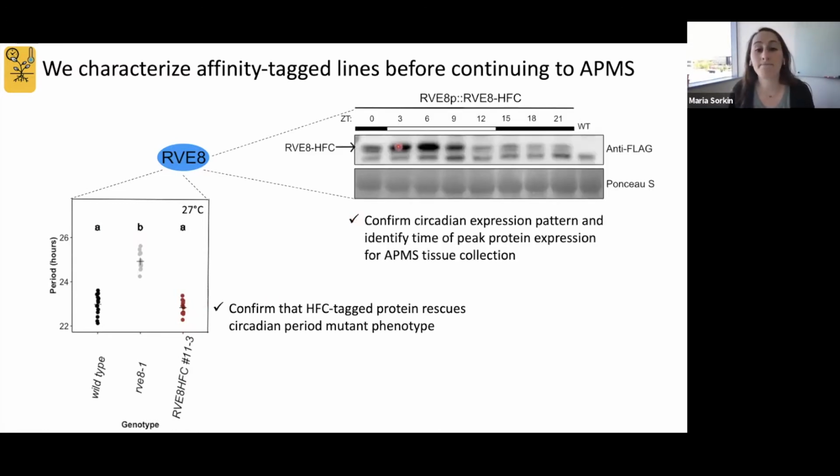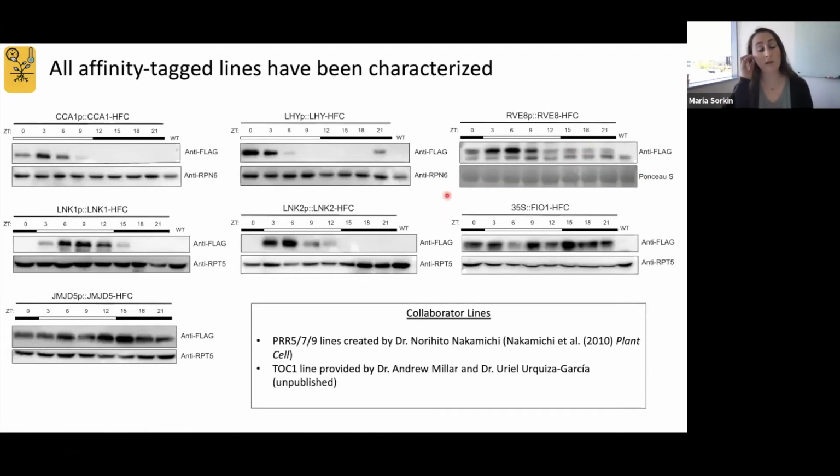Another thing that we check before we can use these lines for affinity purification is a 24-hour diurnal time course to look at protein expression over the course of the day, to ensure that the circadian expression pattern is present. This is also how we identify the time of day that we're going to collect tissue for our experiment. For Rev8, it has a maximal peak around 6 hours after dawn. So we've performed this process for all of our affinity tagged lines at this time.